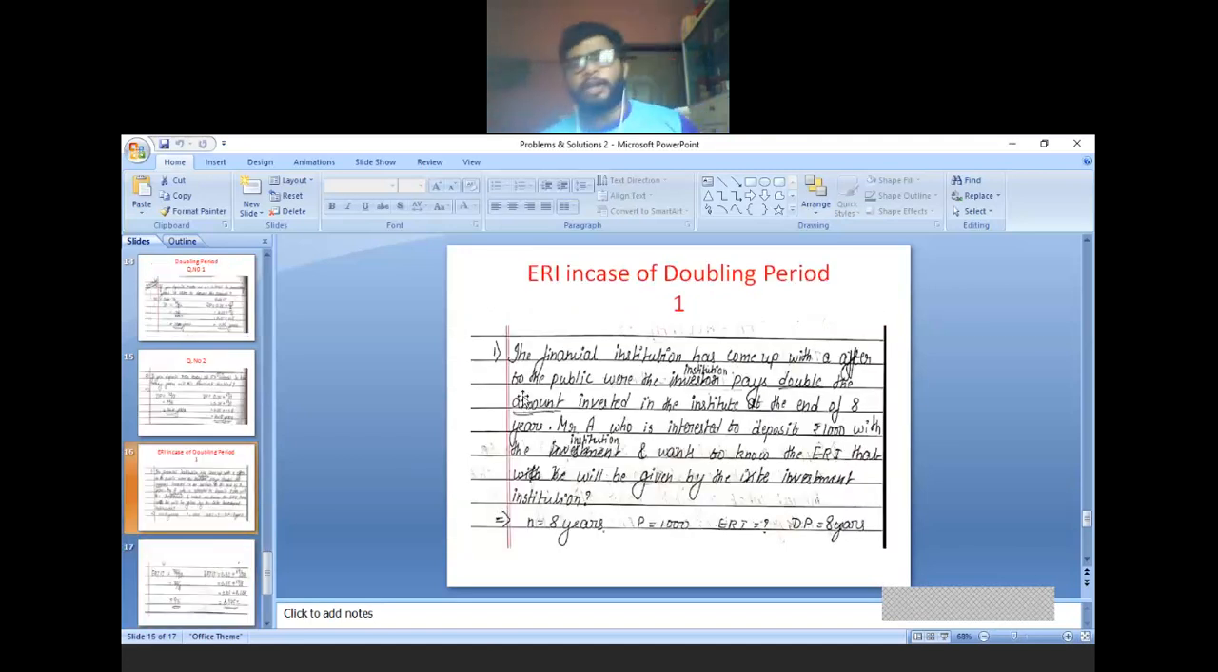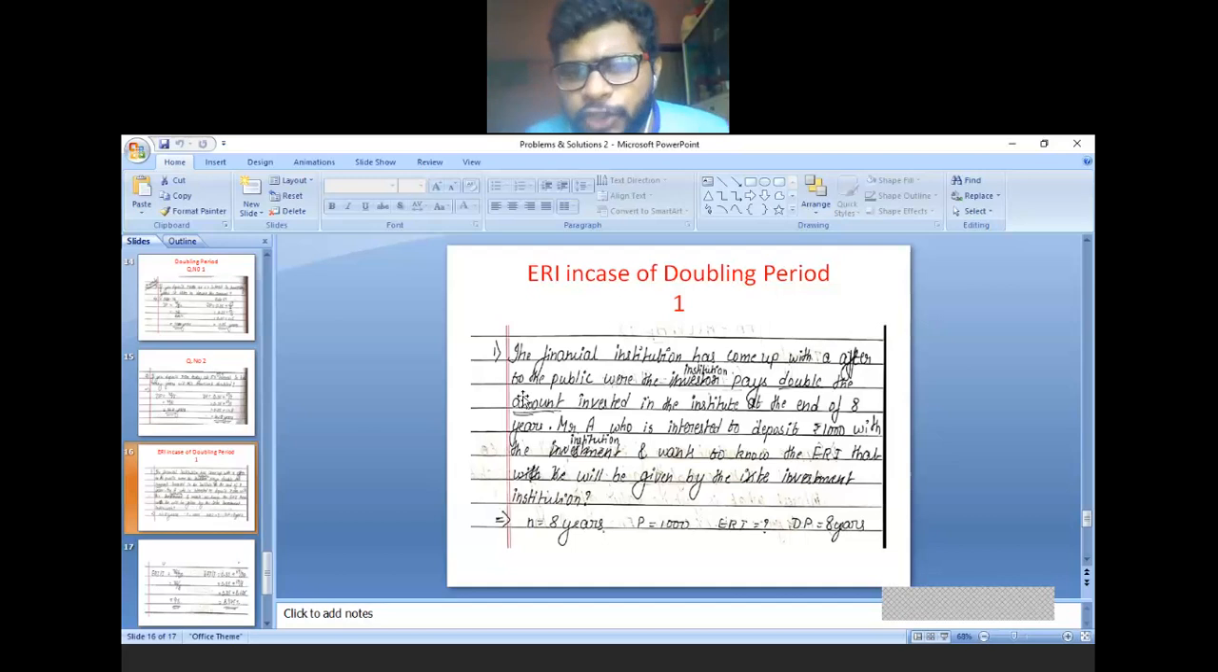Last question for today's class: ERI in the case of doubling period. In this particular case, it is a problem relating to doubling period. They will give the number of years, and you have to calculate the effective rate of interest. This is ERI in the case of doubling period. This ERI formula is different from whatever we discussed today. This is not that much important, but still I will explain.